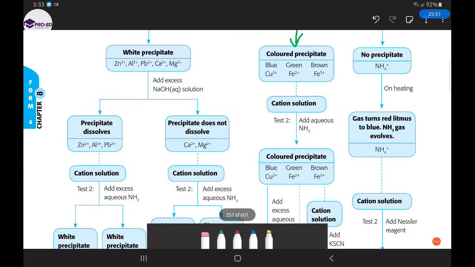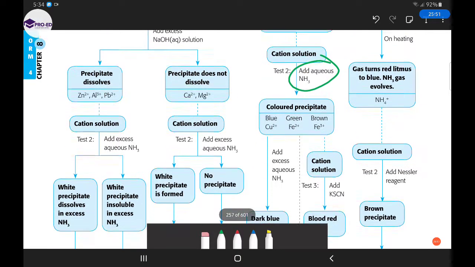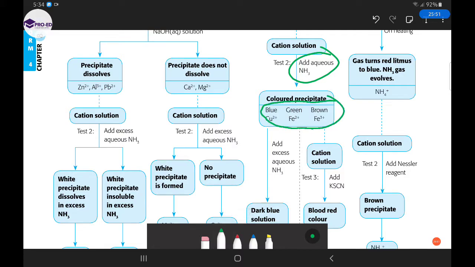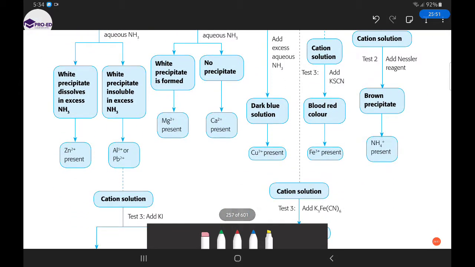But if you want to just double check to make sure everything is okay, you now take a brand new solution. See this dotted line? Take a brand new solution from the top, and now you add aqueous ammonia. Not in excess, just add aqueous ammonia. Again, you will get the same results. Blue, green, brown: copper 2, iron 2, iron 3. But what you need to do is, you added ammonia, right? Now add it in excess, especially if you got a blue color precipitate. If it's a blue color precipitate, then probably it's copper 2 ions, right? So now when you add aqueous ammonia in excess, that blue color precipitate will dissolve and form a dark blue solution, confirming that the precipitate formed earlier was copper 2 hydroxide. The copper 2 hydroxide dissolved and formed a dark blue solution with excess ammonia, and that means copper 2 ions are present, and that confirms the presence of Cu2+ ions.